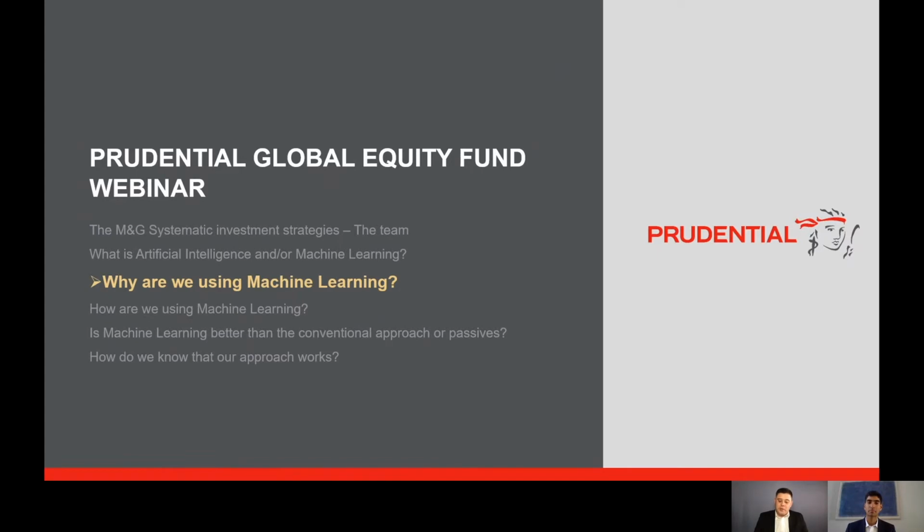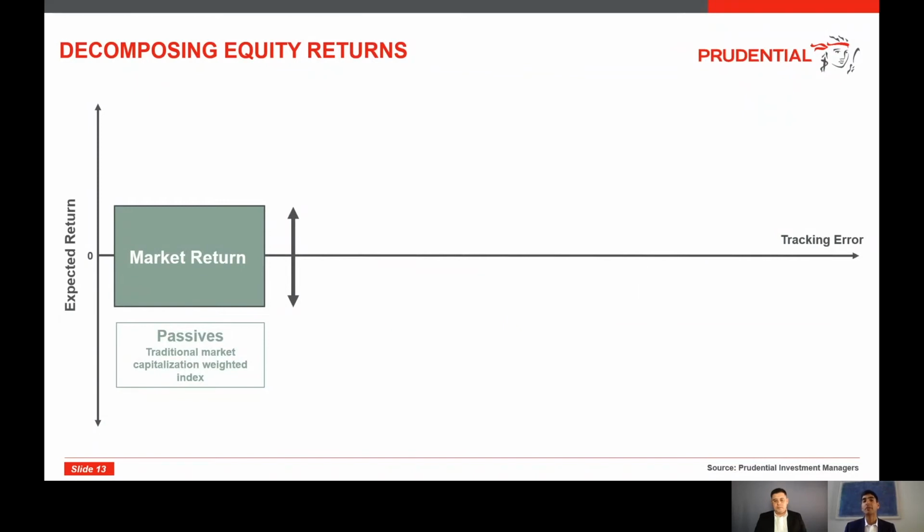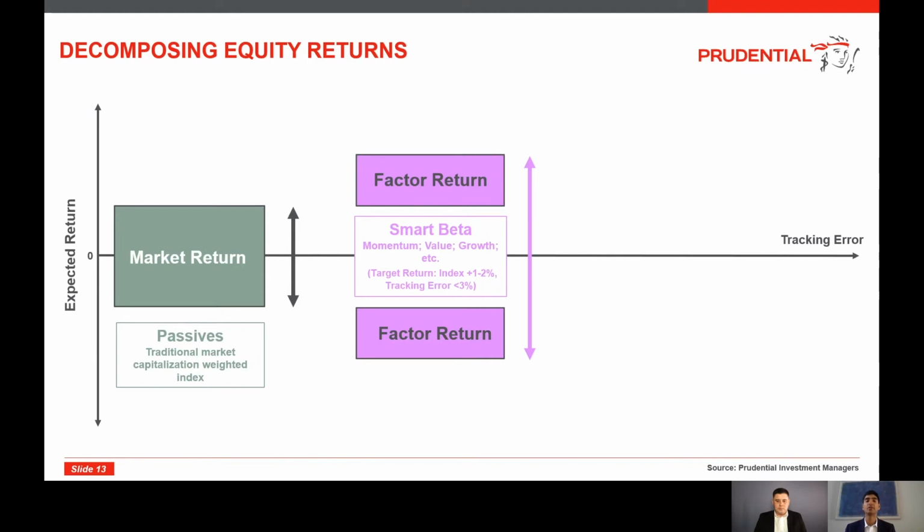So now if we turn to investments and the Prudential Global Equity Fund, the question then comes up, why did M&G decide to deploy machine learning in investment management? At the product level, we differentiate between the beta component, so the component of returns that we associate with beta, and stock picking alpha. And that beta goes beyond market beta that you would associate with passives or tracker funds to include beta to alternative risk factors like the value factor, momentum, growth, etc.